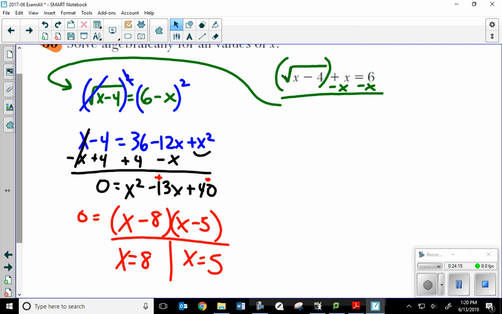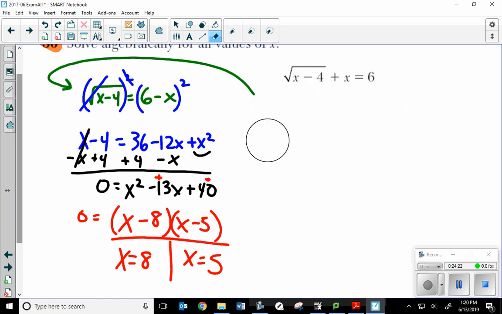but more times than not, you need to check your answers, specifically when there is a square root or even a fraction, because sometimes with square roots, we get solutions that are extraneous, which means they work out algebraically nice and fine. But when you check them, they don't quite work. They look like they might work, but they don't. I'm looking at these two answers, and I can tell you right now, 8 is not going to work. And let me explain why.